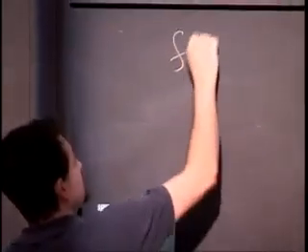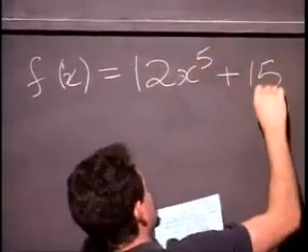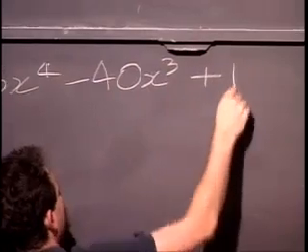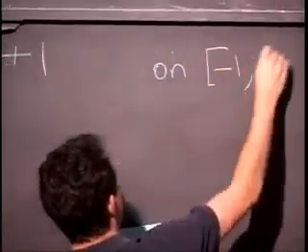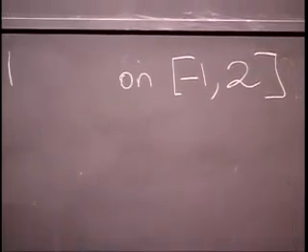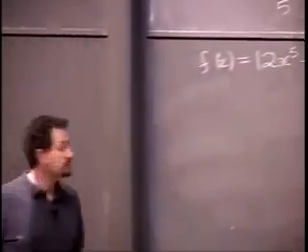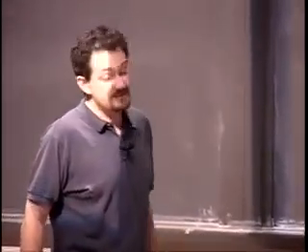Okay, so I'm going to illustrate this with the following example. Suppose that f of x is equal to 12x to the 5th plus 15x to the 4th minus 40x cubed plus 1. And even though this could easily be defined everywhere, I'm going to define this on the domain minus 1 up to 2. And I want to know where are the global maxima and minima of this with respect to its domain, minus 1, 2.